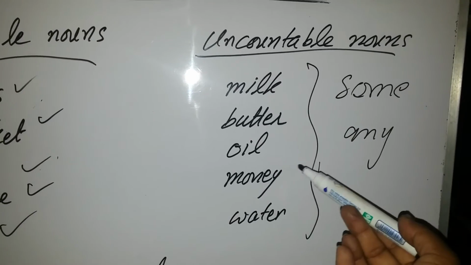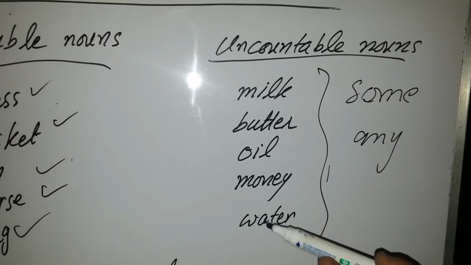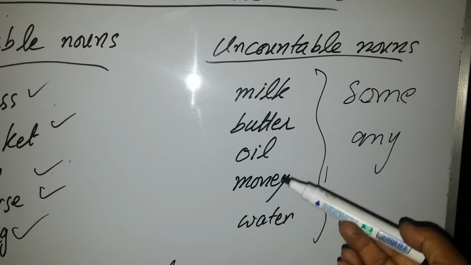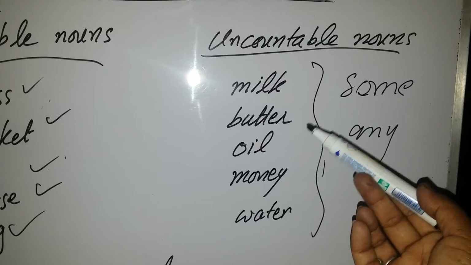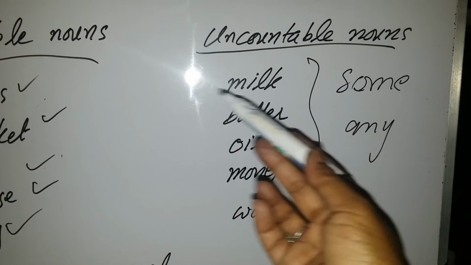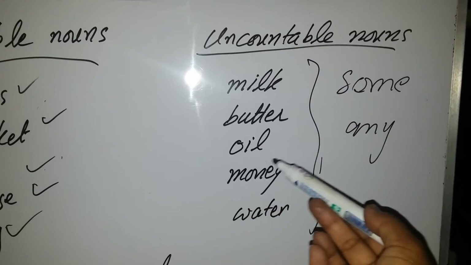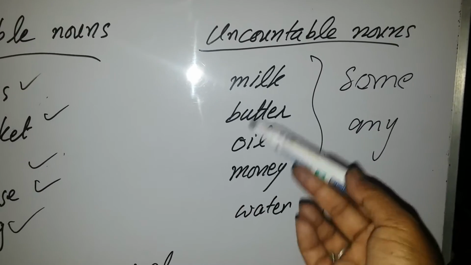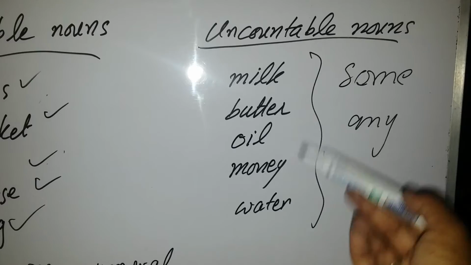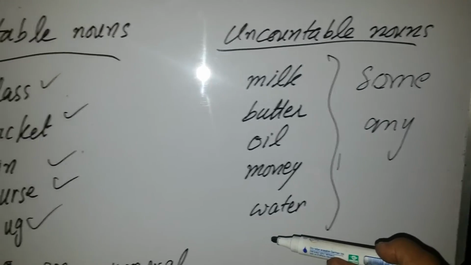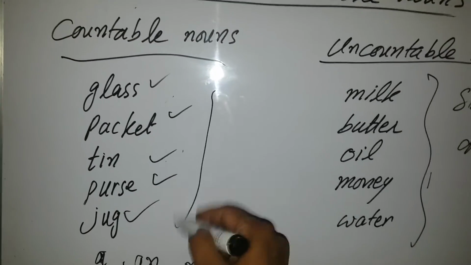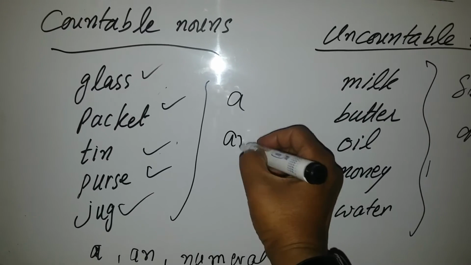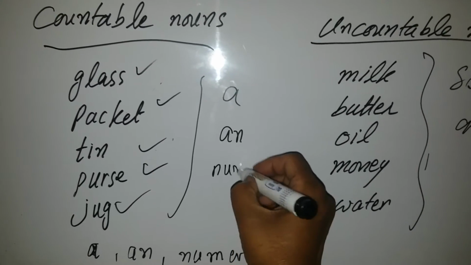Similarly, some and any can be used with these uncountable nouns. You cannot use a, an or a numeral. For example, a milk or an oil or 2 milk, 3 milk or 4 butter. It is wrong. You can use some and any with these uncountable nouns, and with these countable nouns you can use a, an and a numeral.